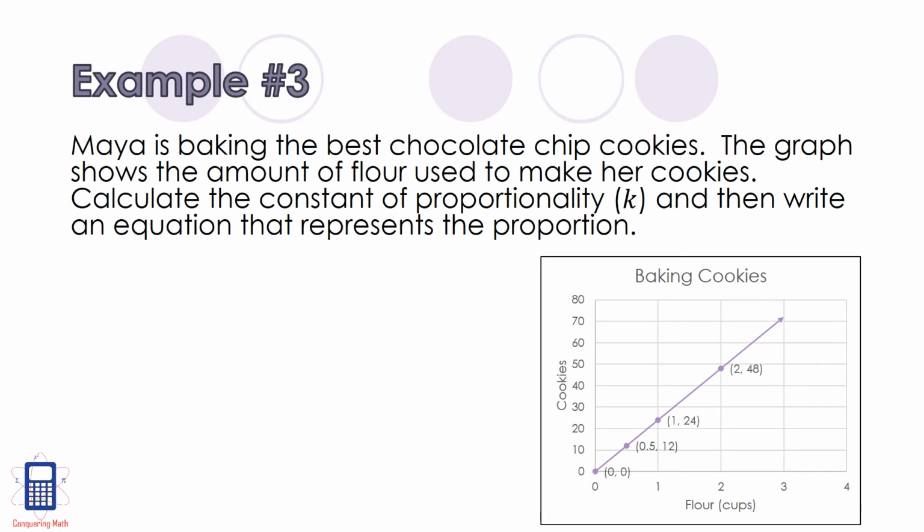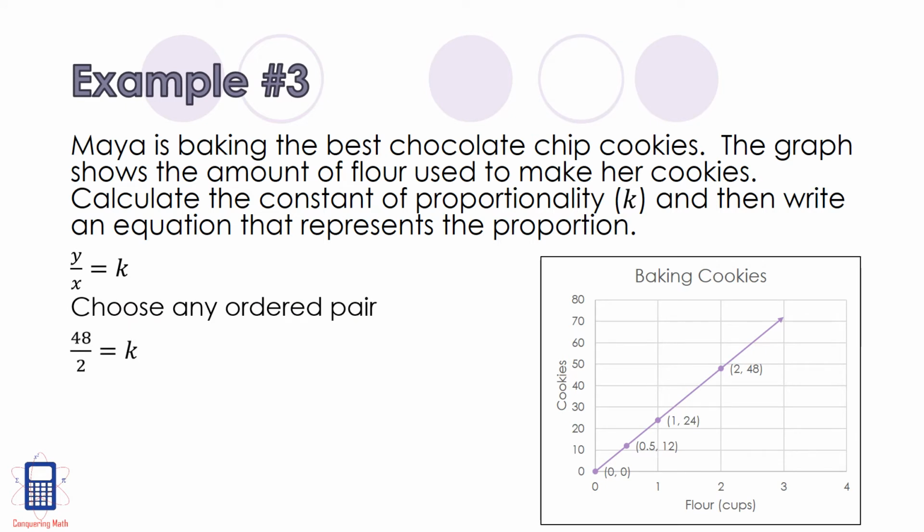So now for example number 3, let's use this idea to write an equation. Maya is baking not just any chocolate chip cookies, but the best chocolate chip cookies. The graph shows the amount of flour used to make her cookies. Calculate the constant of proportionality, and then write an equation that represents the proportion. So if we look at this graph, we have a whole bunch of points, and we can pick any of them. And remember that we're using y over x equals k to find the constant of proportionality. So you can choose any ordered pair.